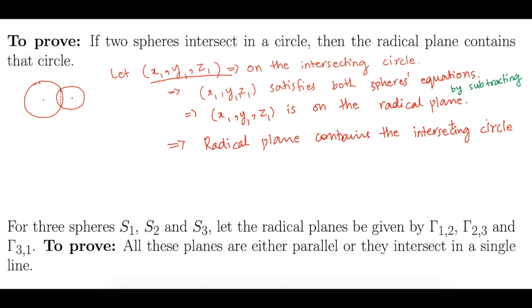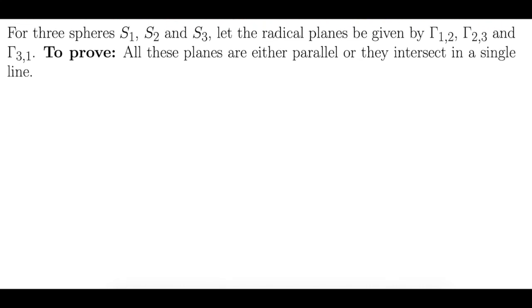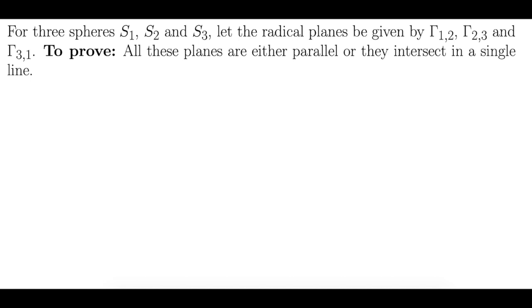Okay, now this is a little bit tricky. Now we have three spheres, S1, S2, S3, and the radical planes are given by gamma 1 2, gamma 2 3, and gamma 3 1. And what we have to prove is that all three planes are either parallel or they intersect in a single line.